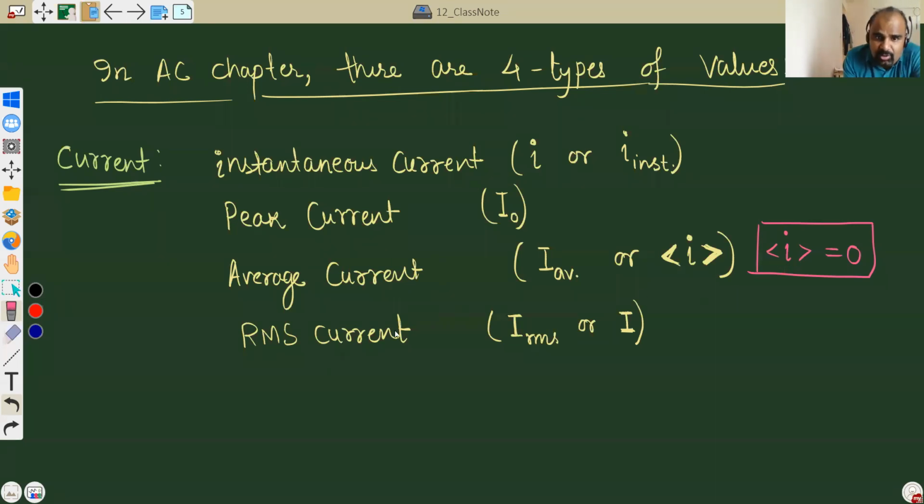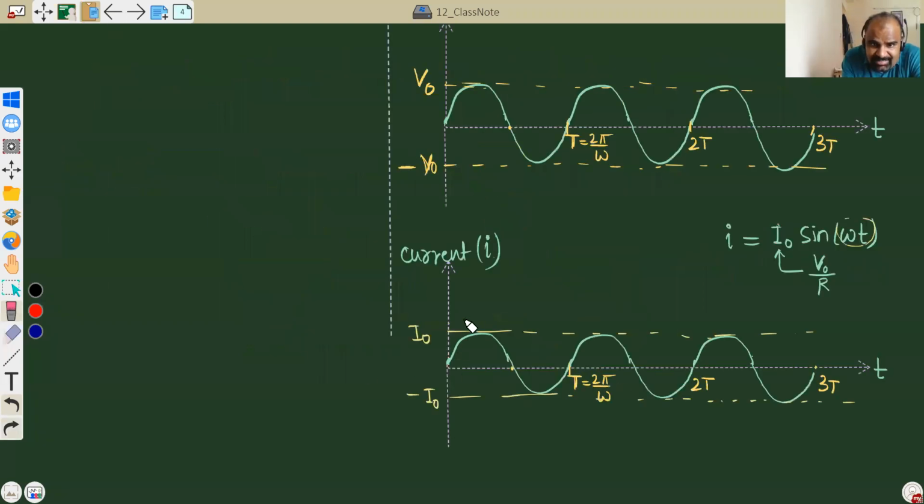Average value of the current will always be zero because if you look at the current graph, from here to here, current is positive. And from here to here, current is negative. So what will be the average current up till this point? The positive and the negative values will cancel out each other and the average value of the current will be zero.